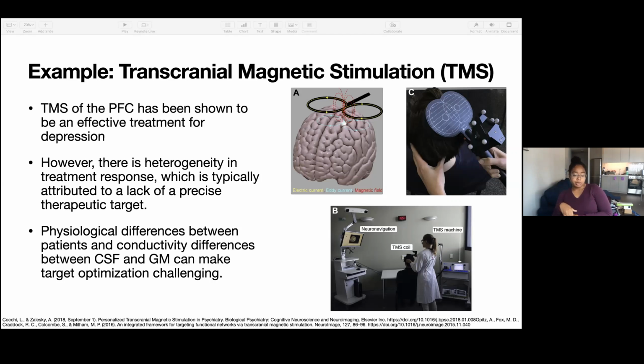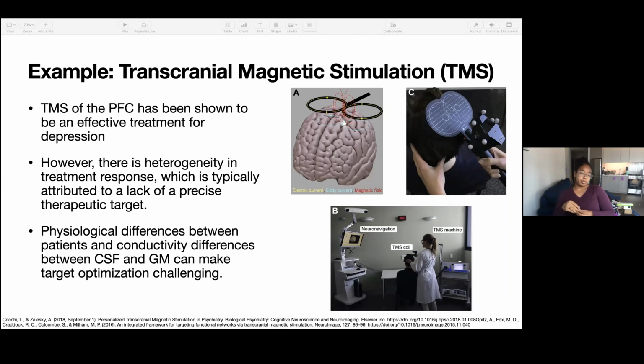Initially, patients typically receive daily treatment for a month to 6 weeks, and then the sessions taper off in frequency based on symptom progression. And so while TMS has been extremely useful, there is some heterogeneity in treatment response, which is typically attributed to a lack of a precise therapeutic target for individual patients. Additionally, accessing that target becomes a bit challenging because it depends on factors including conductivity differences between the CSF and gray matter, and interpatient physiological differences.